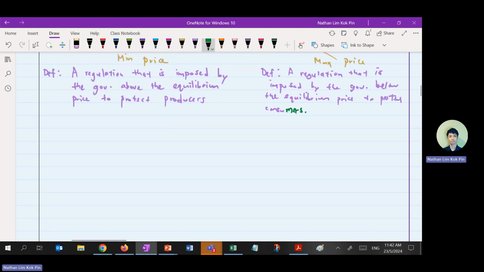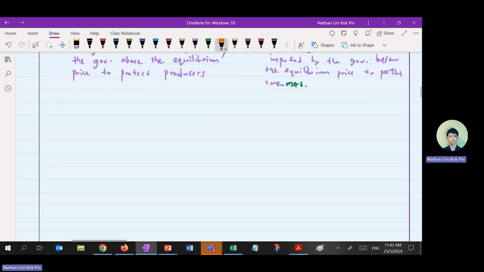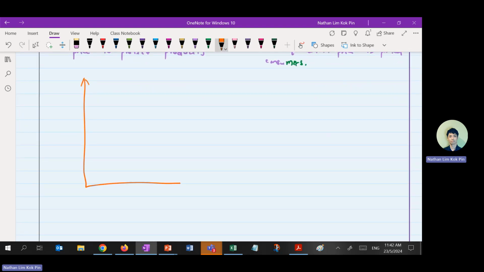Next one. There are diagrams. I don't have so much time. I draw very fast. So PQ for minimum price, should it be on top or below? Price low, right? It's opposite. So it's on top. So this is QS, this is QD.